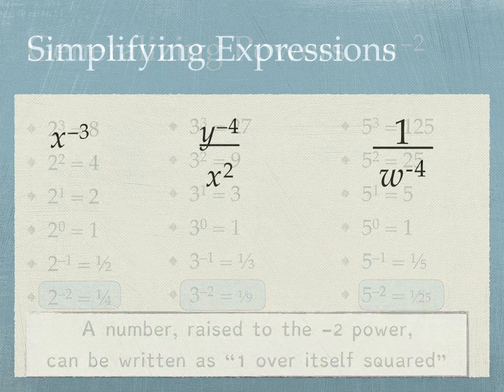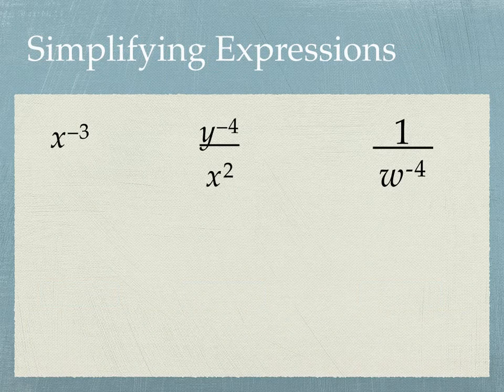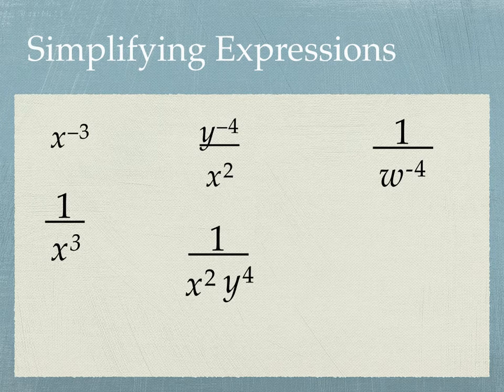So now we can simplify some expressions. We can rewrite x to the negative 3 as 1 over x cubed. In the next expression, it's the negative exponent that we want to represent in a positive way by changing its place in the fraction. So this expression becomes 1 over x squared y to the 4th. And in the last expression, to make that negative exponent positive, we can change its place in the fraction and bring it up to the numerator. So 1 over w to the negative 4th is the same thing as w to the 4th.